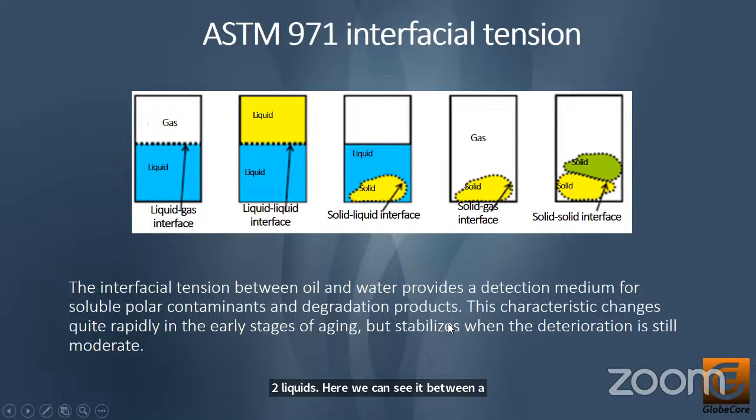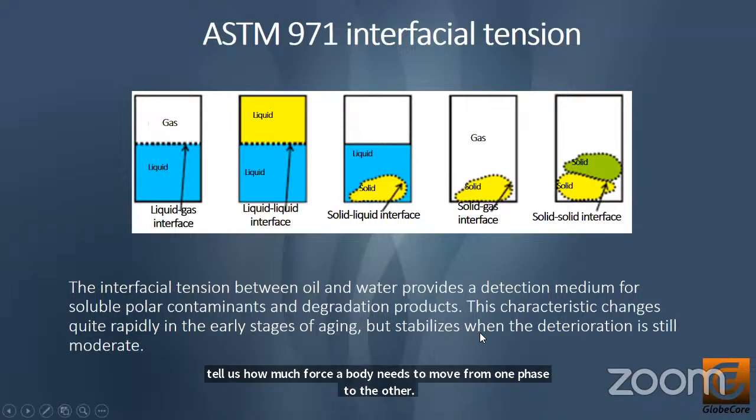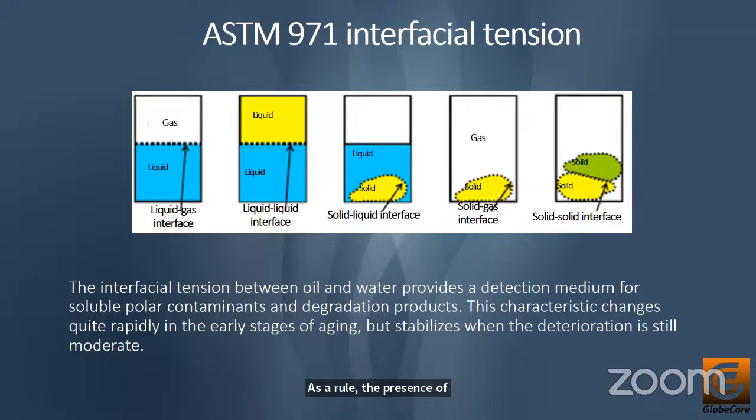The interfacial tension is a quantity that will tell us how much force a body needs to move from one phase to the other. As a rule, the presence of polar compounds in the oil dramatically reduces interfacial tension and is more sensitive in the initial periods of decomposition.